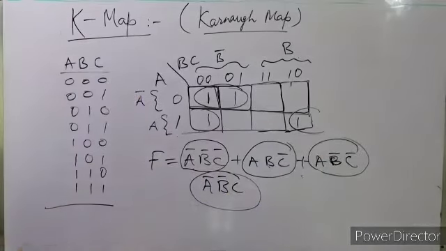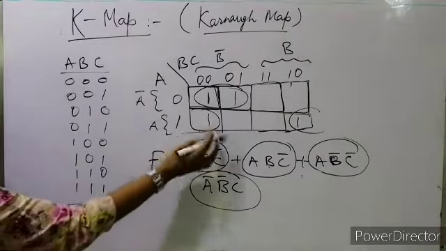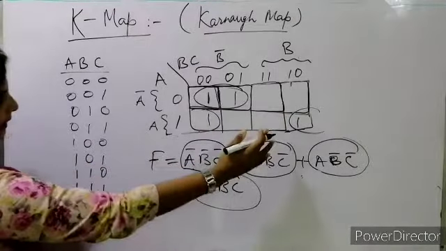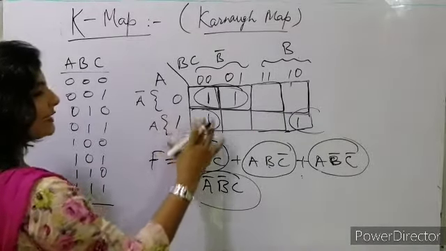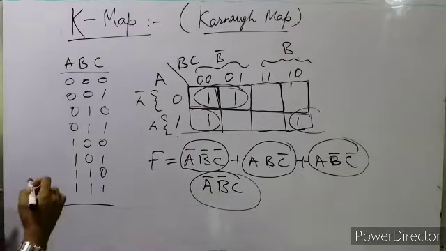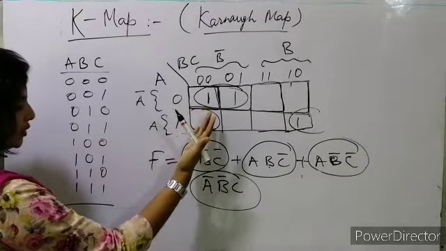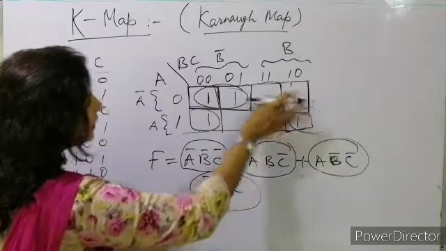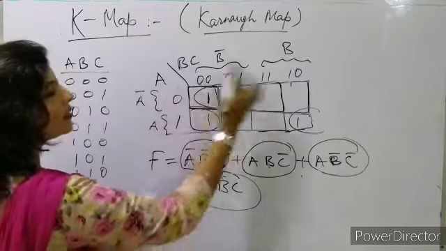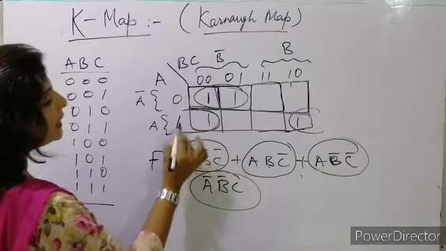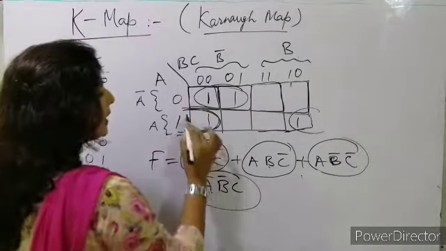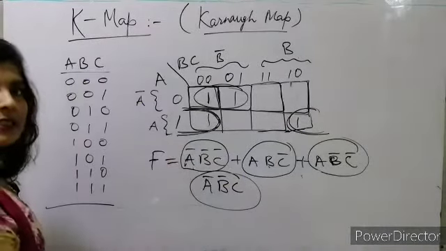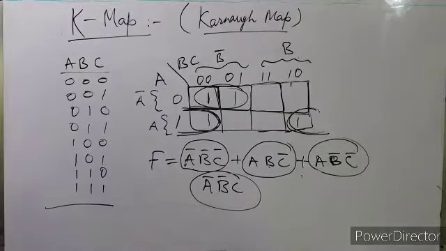Because squares on edges are considered adjacent to the squares on opposite edges. So squares on edges are considered adjacent to squares on opposite edges. It means whatever is here will be considered adjacent to the one on the opposite side. So similarly, these are on edges. These two are on edges, so this will be considered as adjacent. These two are adjacent, so we can take that one.